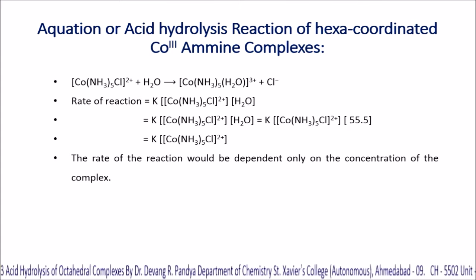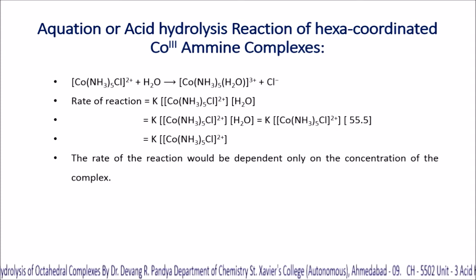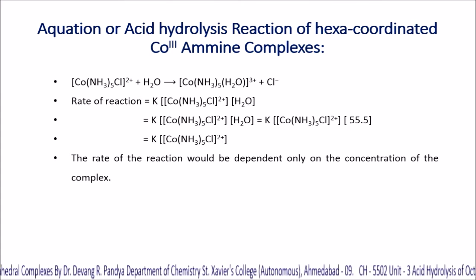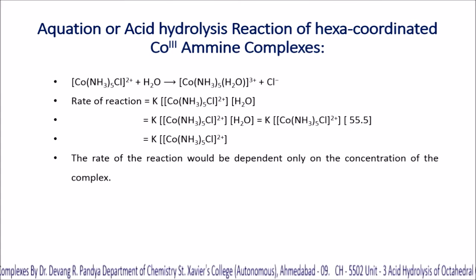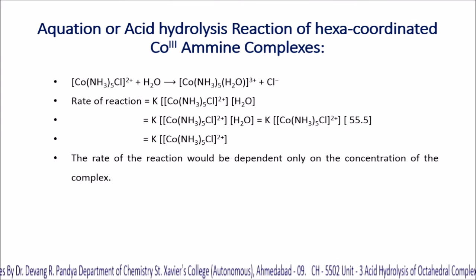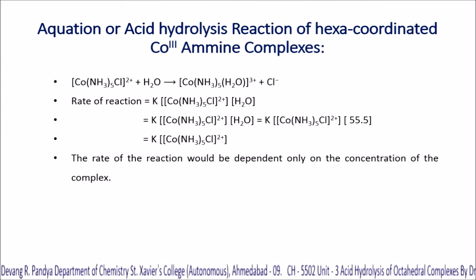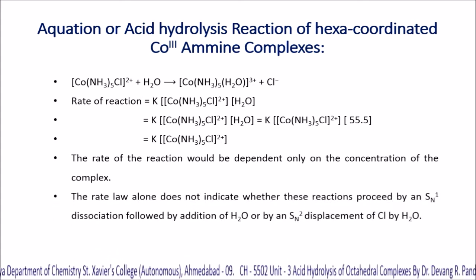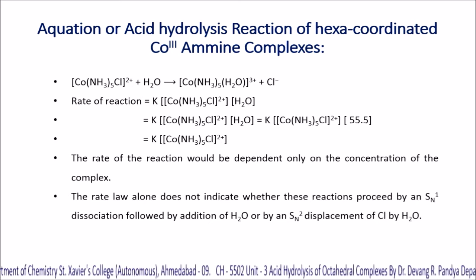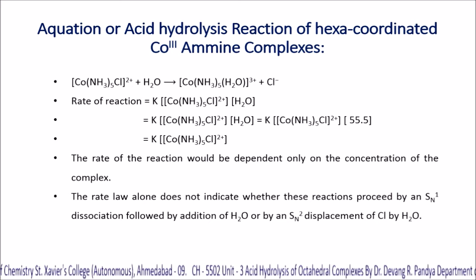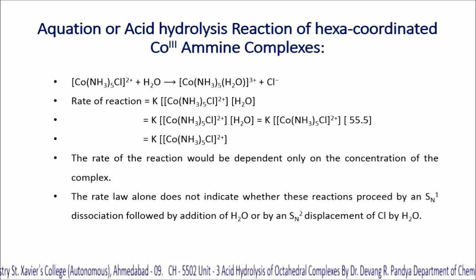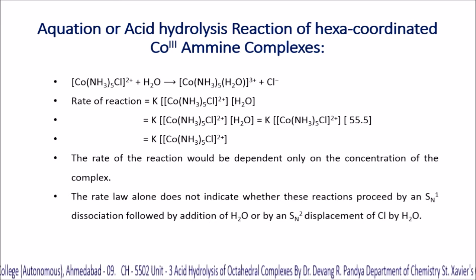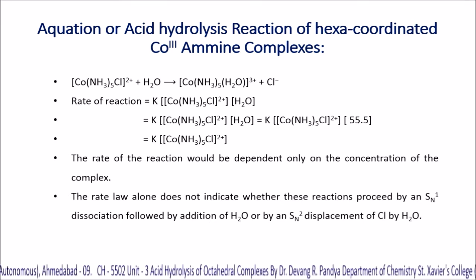The rate of reaction would be dependent only on the concentration of the main substrate, not on the concentration of water. You can see that of the 55.5 moles of water, only 1 mole, hardly a part of the water, is used to substitute chloride in the complex. The rate alone does not indicate whether this reaction proceeds by an SN1 dissociative mechanism followed by addition of water, or by SN2 displacement of Cl by H2O. The SN2 or SN1 mechanism cannot be decided based only on the rate of reaction.